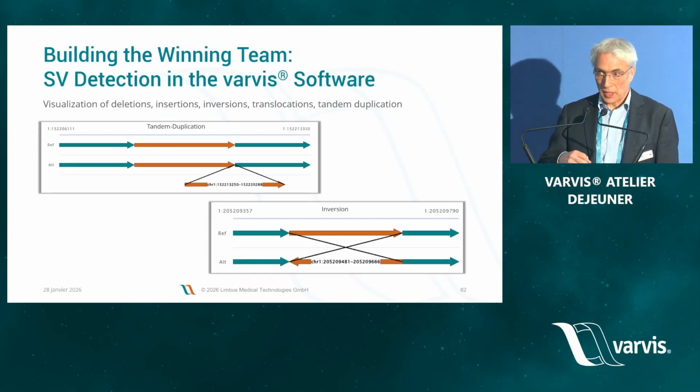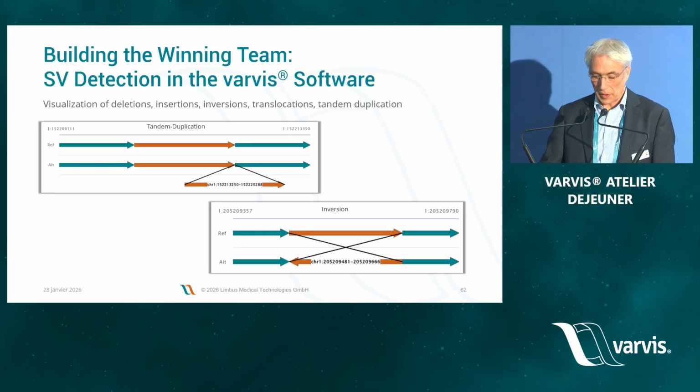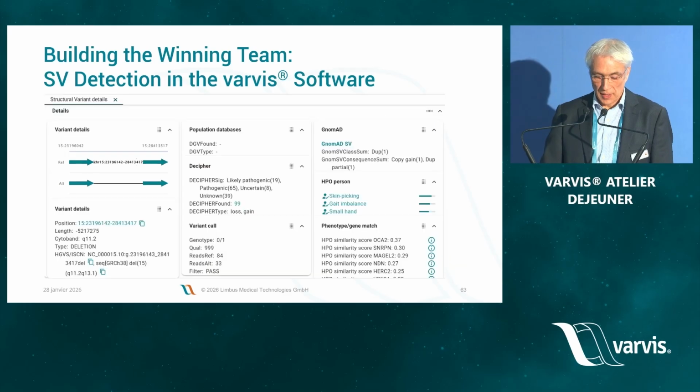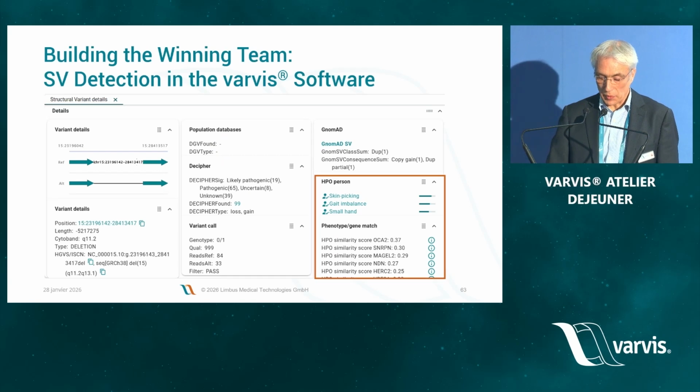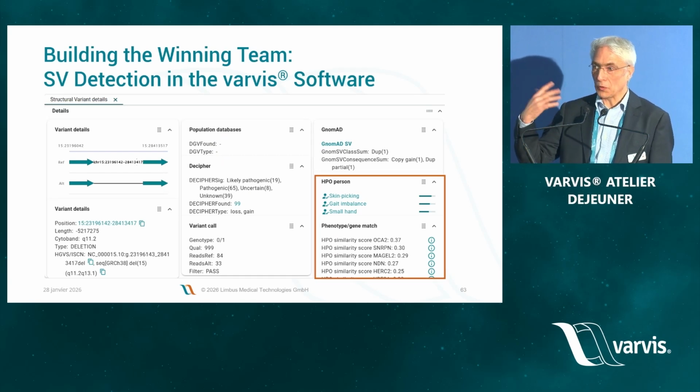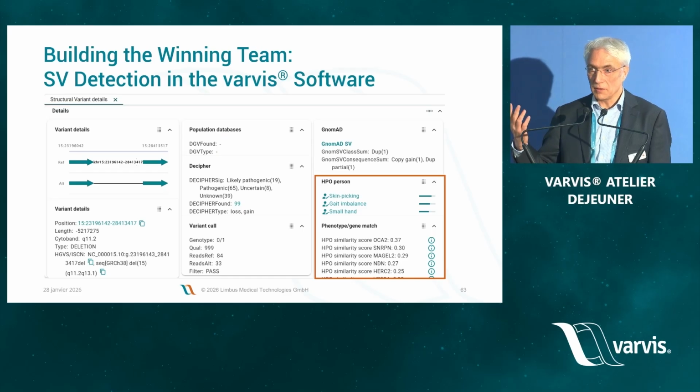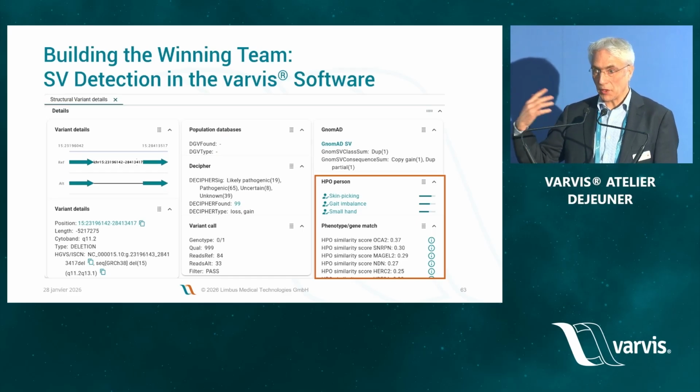We try to give you as quickly as possible an overview of the structure of those variants. We provide simplified visualizations, and again, a wealth of annotations, for example, from variant databases, DGV and DECIPHER. But most importantly, we provide you with a ranking of those genes that are affected by a structural variant compared to the phenotype of the patient. So you can quickly rank the genes that you find from the structural variant analysis, and quickly see which might be genes that are linked to the disease of your patient.